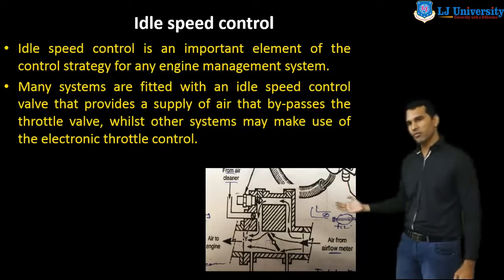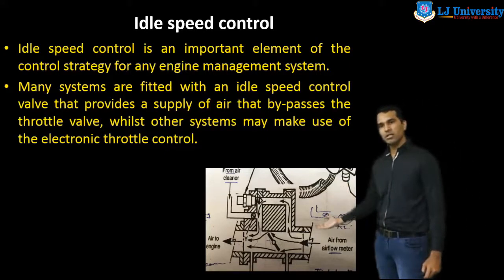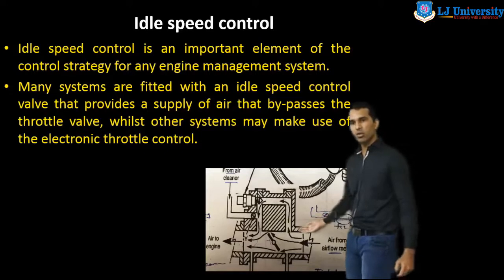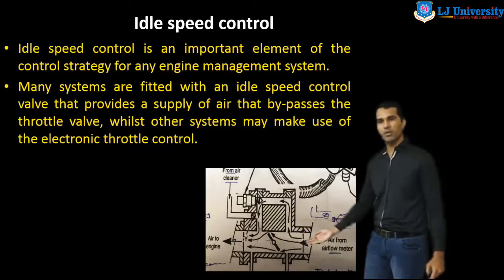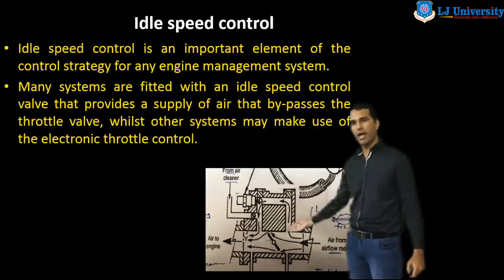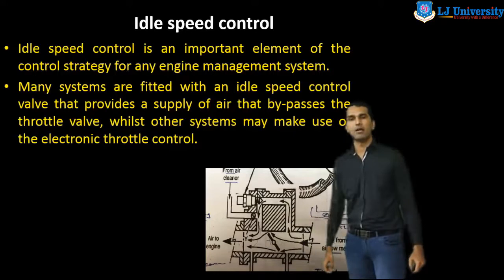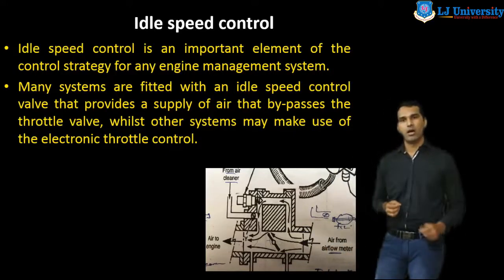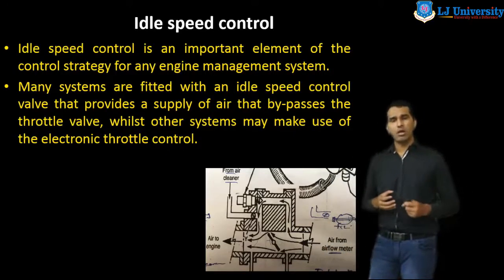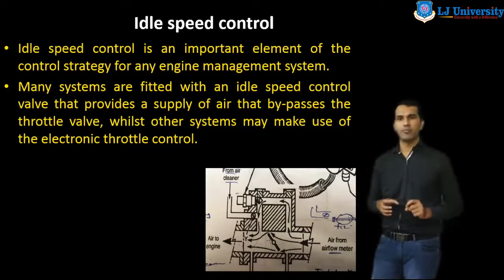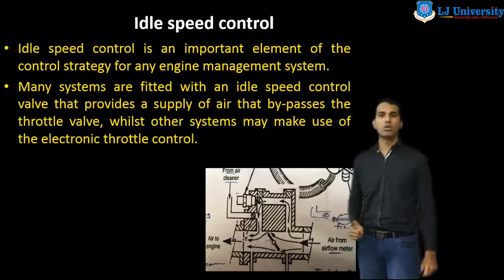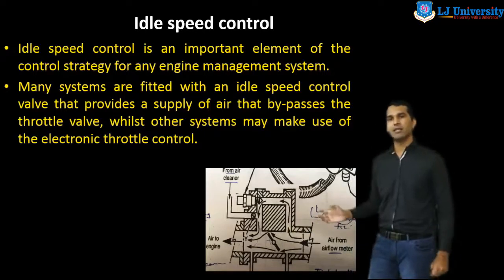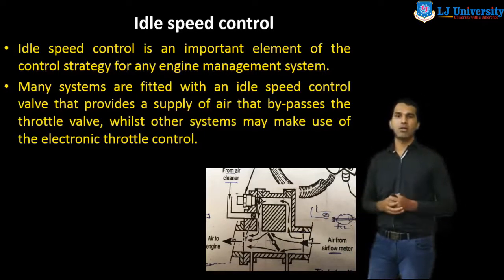So here in this figure we can see this is the throttle body and this is the throttle plate, and this is a passage where the air enters from the air filter, and the air goes to the engine side. So when the driver is not pressing the accelerator, at that time this throttle valve, or we can say the throttle plate, is in the closed position. So no air enters the engine. So at that time the engine cannot work.